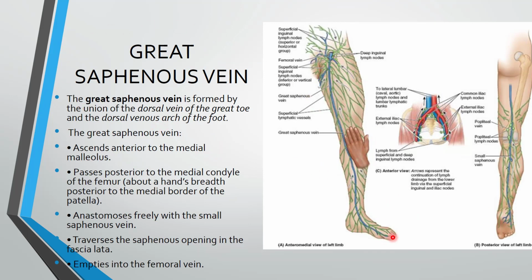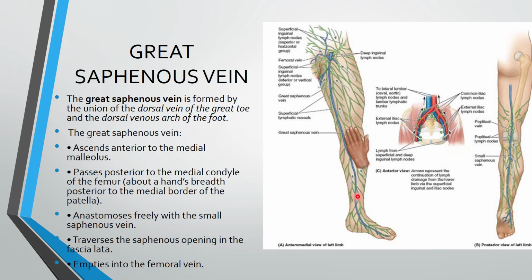See here in the diagram, the great saphenous vein is formed by the union of the dorsal vein of the great toe. Here in the great toe, there is one vein present which is named the dorsal vein of the great toe, and it will unite with the dorsal venous arch of the foot to form the great saphenous vein. The great saphenous vein ascends anterior to the medial malleolus of the tibia. See here, this is the location where the medial malleolus of the tibia is present. So it will pass anterior to the medial malleolus. This anterior is very important because it will be asked in MCQs.